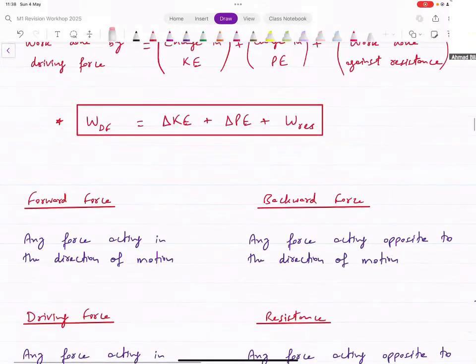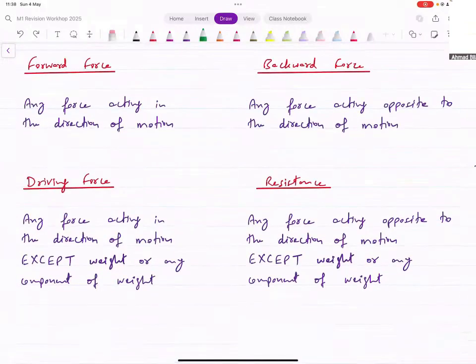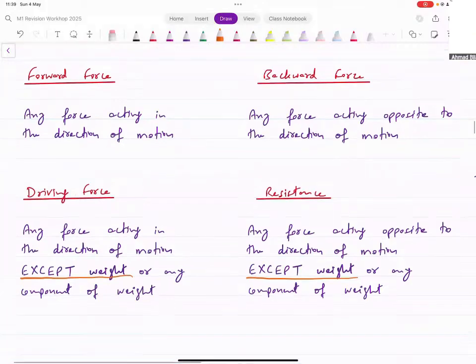The driving force and resistance that we will mostly be using in this topic have slightly different definitions. They're not the same as forward force and backward force. Driving force is any forward force except weight. Weight is not considered a part of driving force, nor any of its components. Resistance as well will be any force opposing motion, so that means all backward forces except weight. We will not be considering weight as a resistive force. Weight is not going to be considered here.